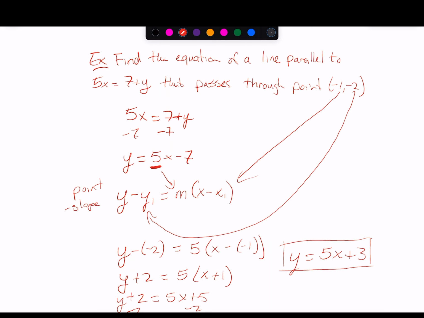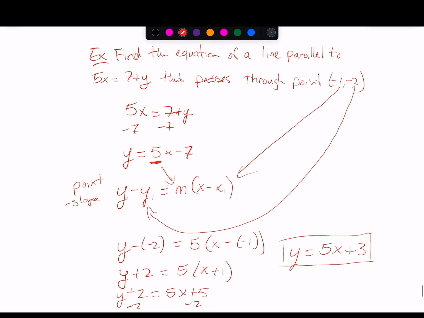Now, if we want to find a line that passes through a point that's perpendicular to a given line, can we do that? Well, the answer is yes. Yes, we can.